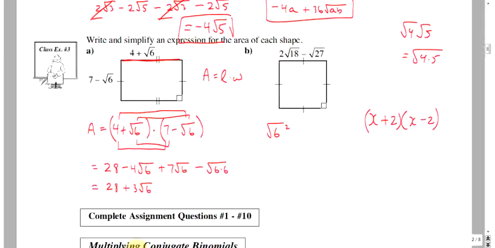Right? Let root 6 be an apple. Minus 4 apples, plus 7 apples. It's like I have 3 apples. And this is negative root 6 squared, or negative 6. So now I have a couple numbers to collect. That's 22 plus 3 root 6. That's the area simplified. Okay? Okay, that's where I'll stop for today, guys, okay?